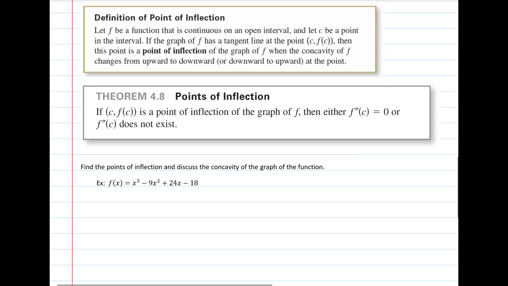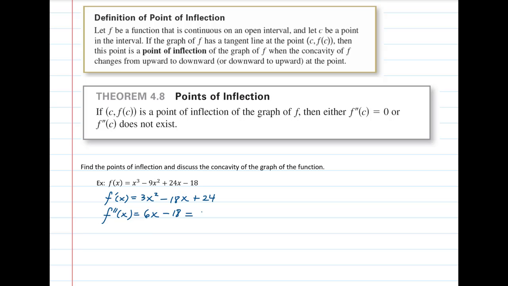Here we have an example where we're asked to find the points of inflection and discuss the concavity of the graph of the function. And we have a nice function here, a cubic function: f of x is equal to x cubed minus 9x squared plus 24x minus 18. First of all, we need to find the first derivative. So f prime of x is going to be equal to 3x squared minus 18x plus 24. From there, we're going to calculate our second derivative, and that's going to be 6x minus 18.